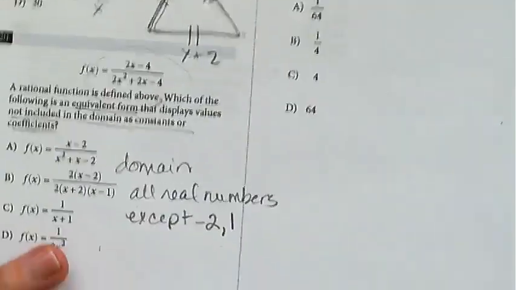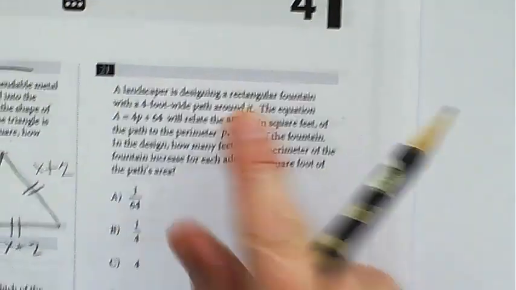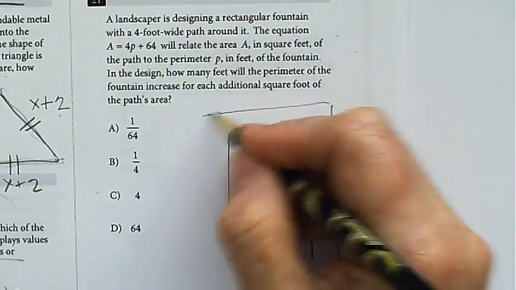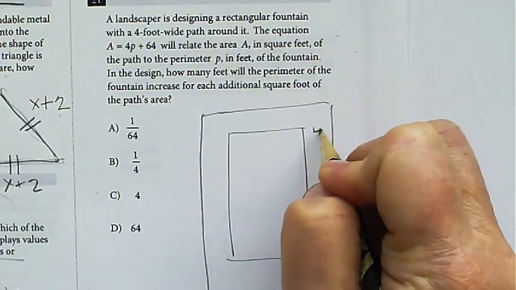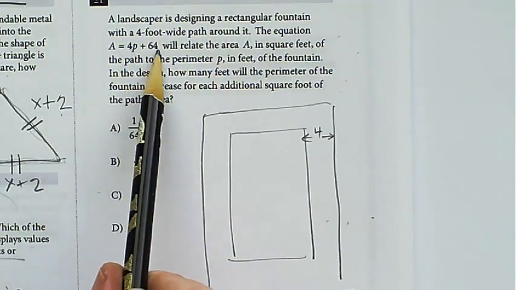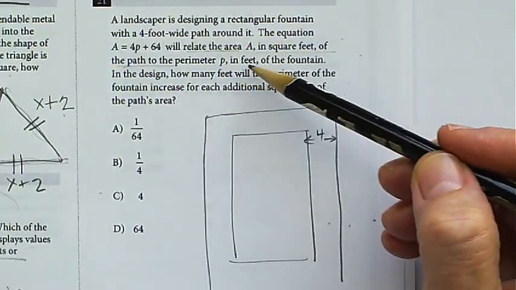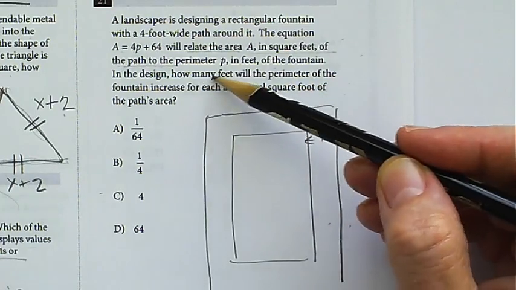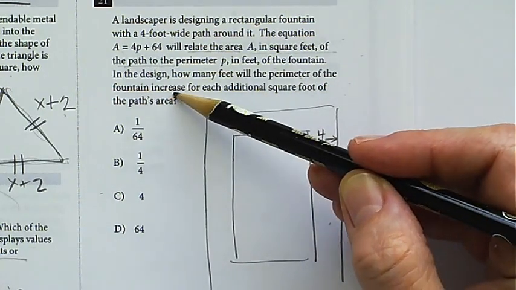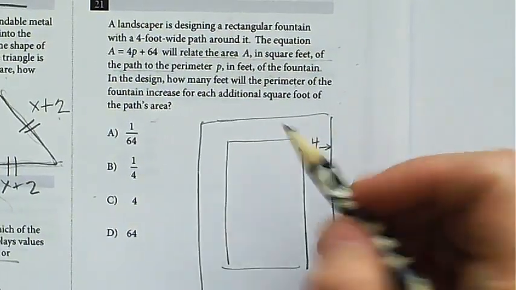Let's look at 21. A landscaper is designing a rectangular fountain with a 4-foot wide path around it. So you've got a rectangle, and you've got a path around the rectangle that's 4 feet. The equation A equals 4p plus 64 will relate the area in square feet of the path to the perimeter in feet of the fountain. In the design, how many feet will the perimeter of the fountain increase for each additional square foot of the path area? So actually, we didn't really need to draw this.